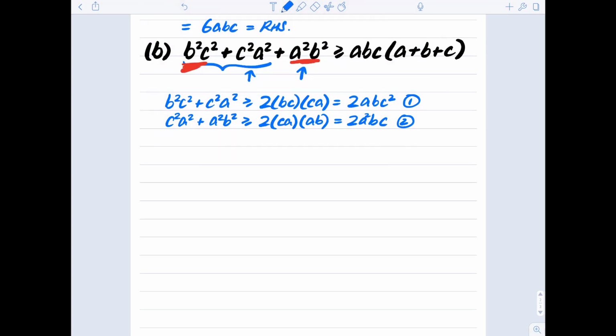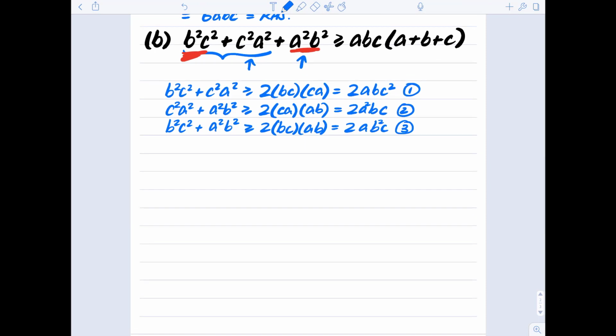Let's call this 2. And finally, we can consider the first one and the last one as a pair. Put them together. We have b squared c squared plus a squared b squared, bigger than or equal to 2 for the same thing, bc, ab. And this time, if the pattern is correct, yep, b appeared twice. Let's call this 3.